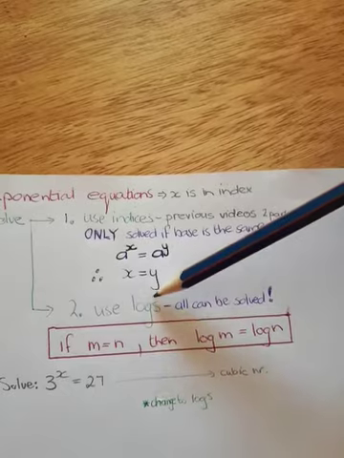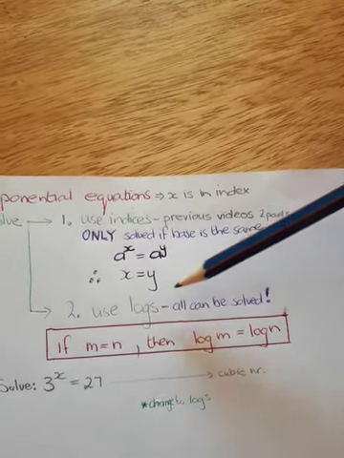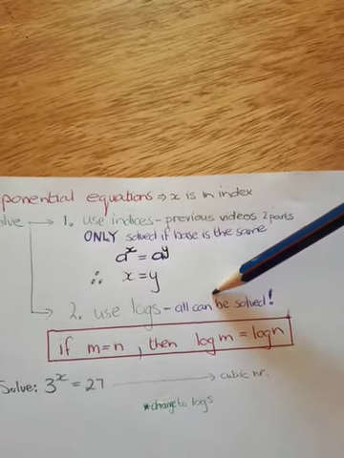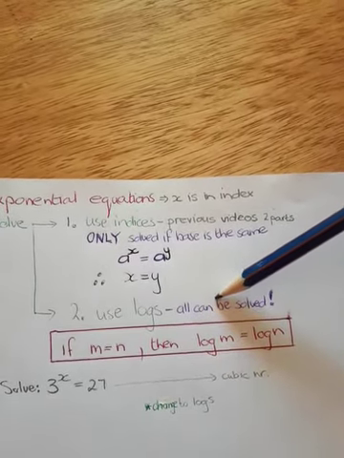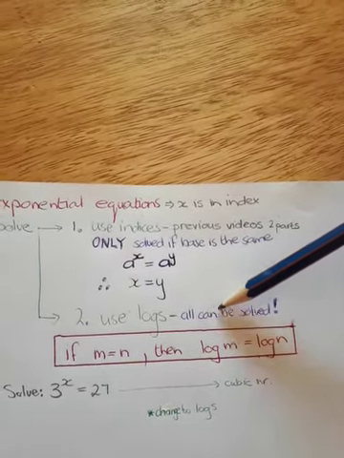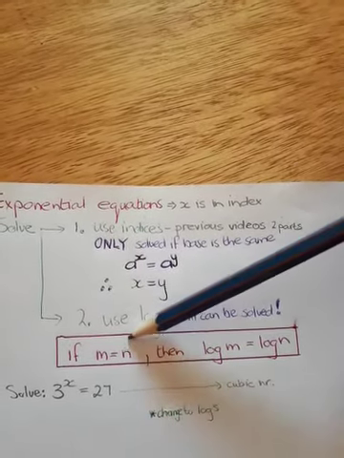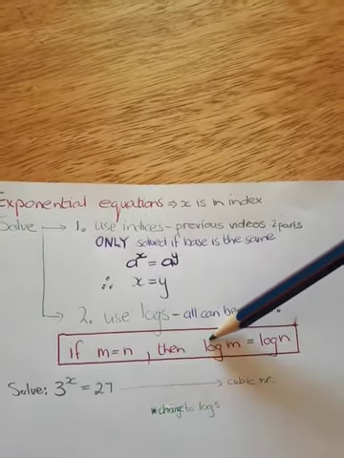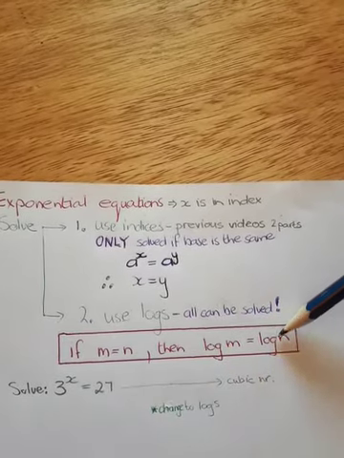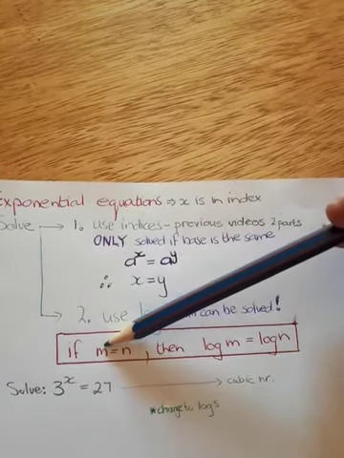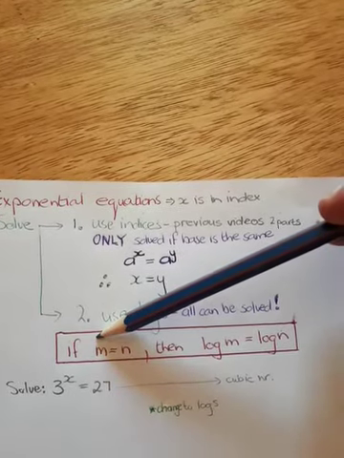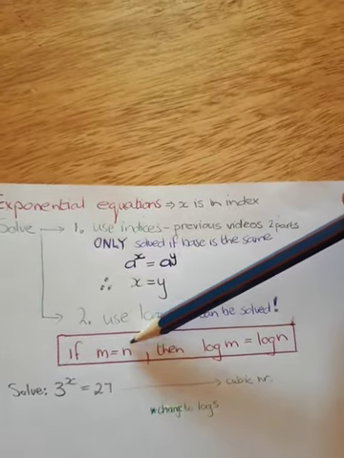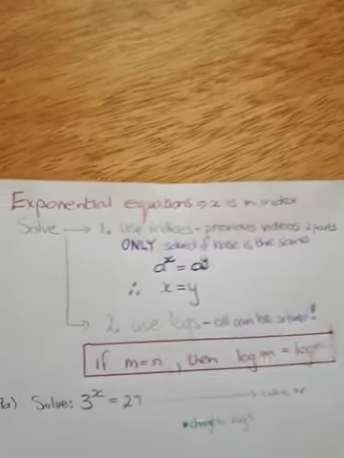However, if you use log laws, you can solve all the exponential equations, whether the base is the same or the base is not the same. And here the law is the following: if m equals n, then we can also say that log m equals log n. So very often we're going to take the log of the left-hand side as well as the right-hand side to solve these equations, which are exponential.